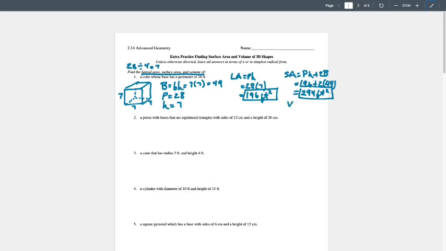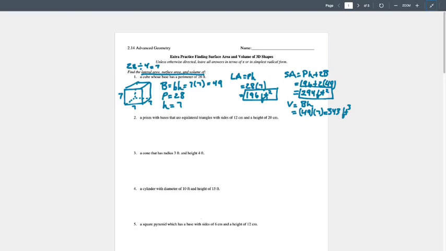All right, your volume is the area of your base times your height. The area of your base is 49. The height of this prism or cube is 7. And when you multiply those together, you get 343. The units for volume is always feet cubed, or units cubed, whatever the units are. All right, so that's your number 1.